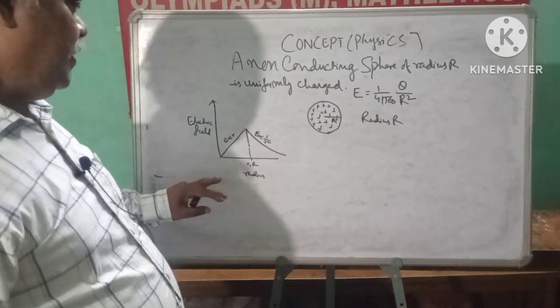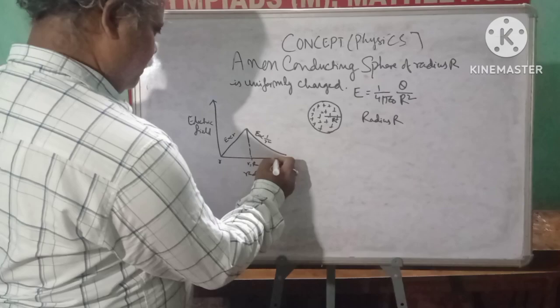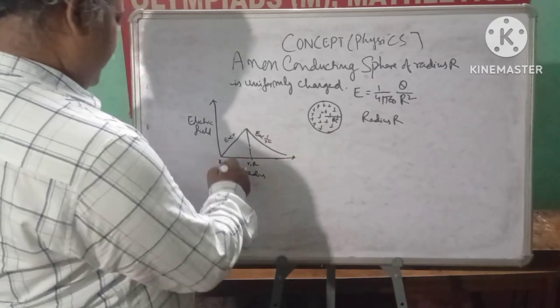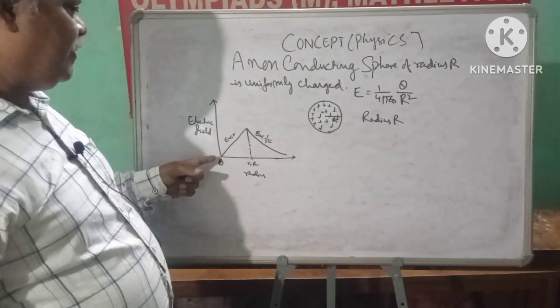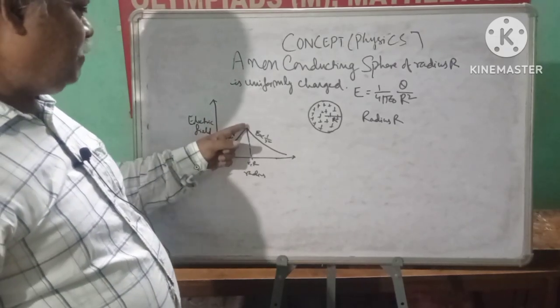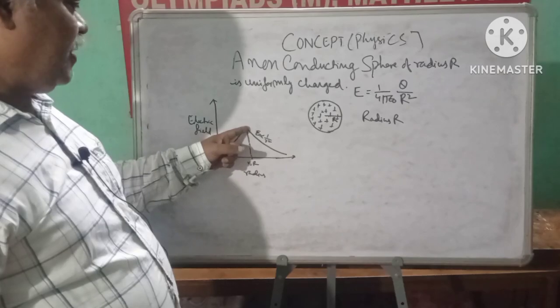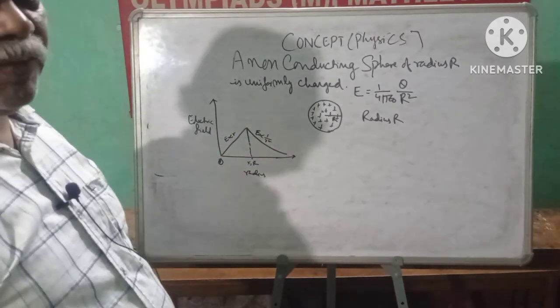This is 0, this is the electric field. That means from the center of the sphere the electric field is proportional to r, and it is maximum at the surface, and then the electric field decreases as 1 by r square.